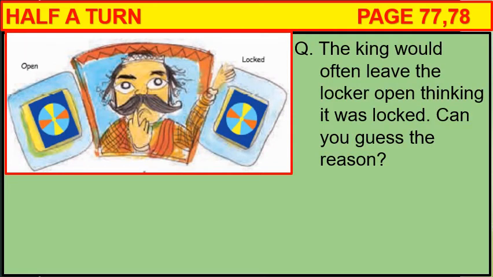Half a turn. Page number 77. Children, I will tell you a story of a king. Once there was a king. He was very upset. Do you know why? Because thieves kept stealing costly jewels from his locker.